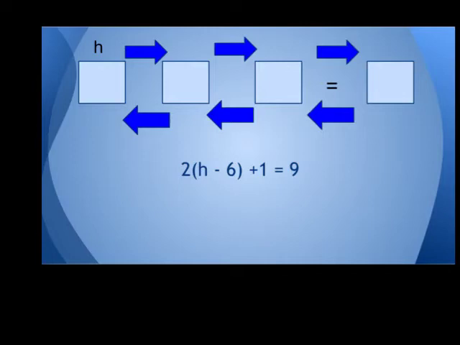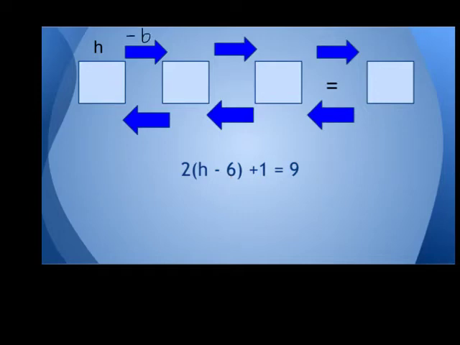Alright, here's a long one. Remember, we did this one in the backtracking video. Here's a long one for us to look at. Look at the variable. Start with the variable and tell its story. The variable is h. What happens first to h? 6 is taken away from it. So we'll write that in.